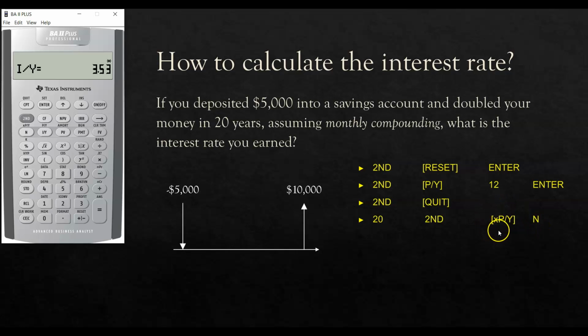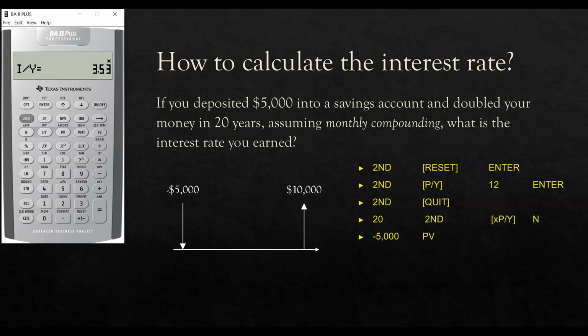There is a multiply P/Y button. Whatever number you put in as P/Y, 12 in this case, you're multiplying that by 20, and then you enter whatever the product is as your n. After that, everything else is exactly the same as before.